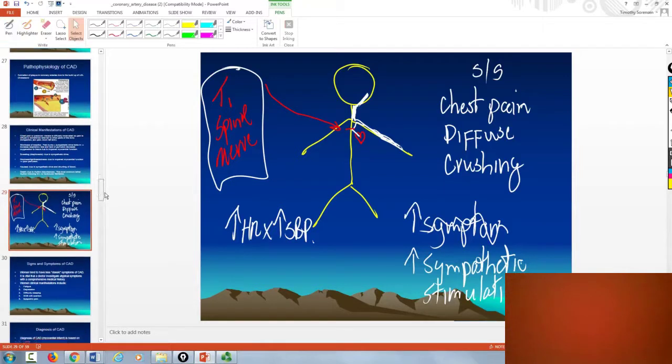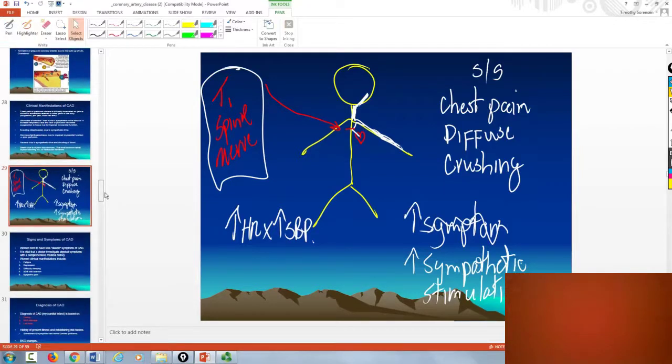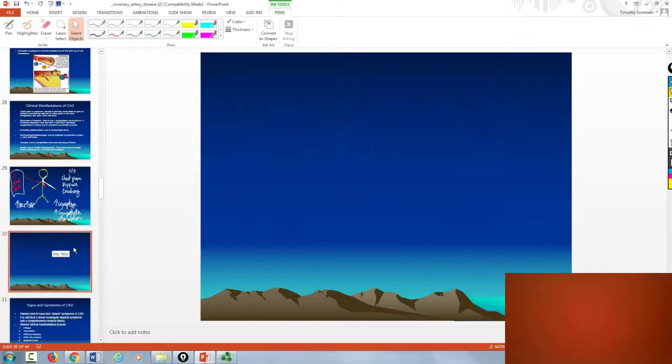All right? Now, when a patient comes into the emergency room and they're complaining of chest pain, one of the first things you want to do is, number one, slap some oxygen on them, right?